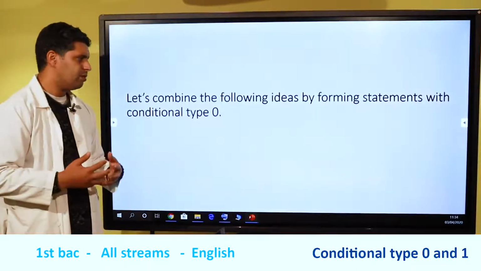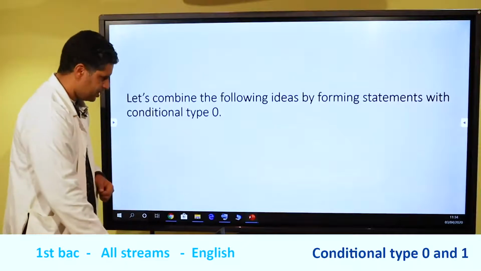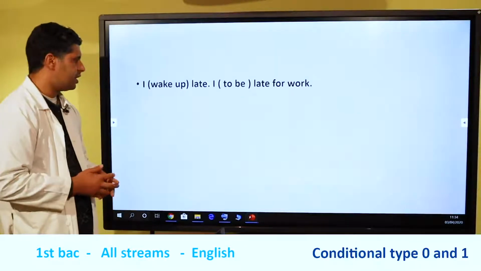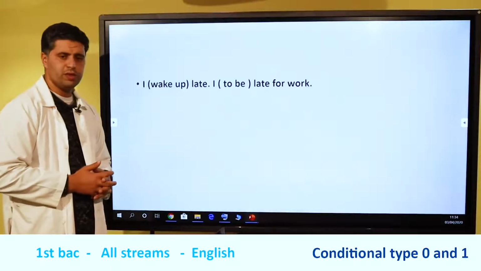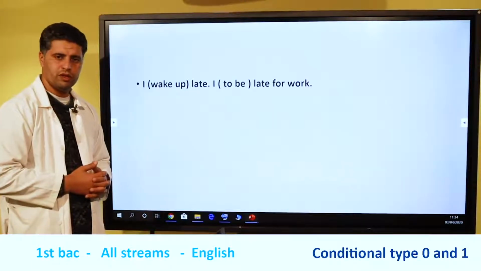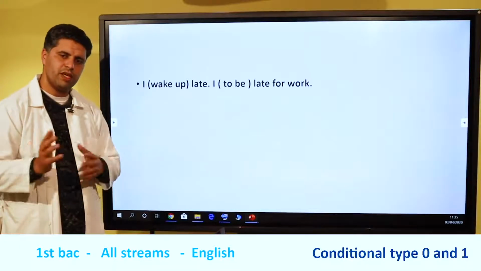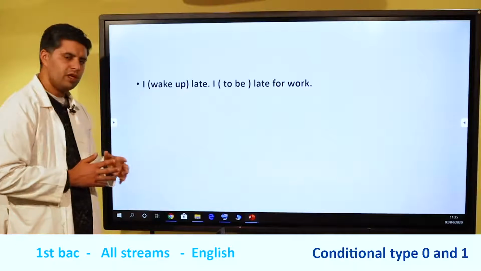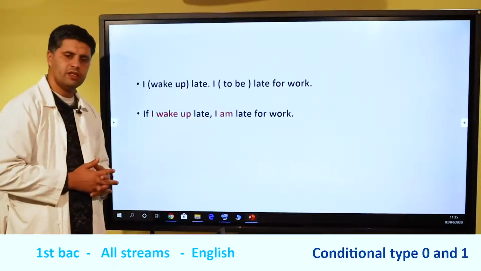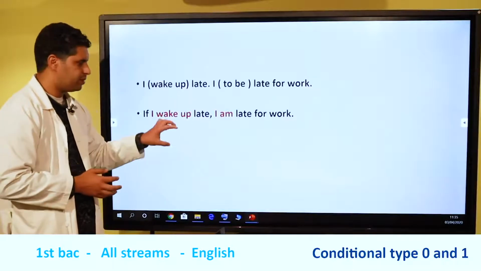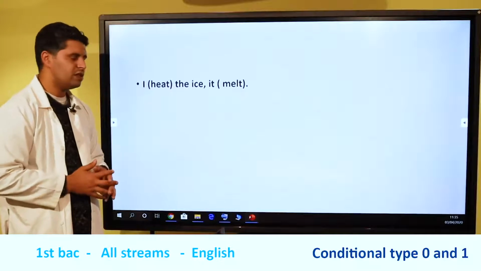Now let's practice with some examples of conditional zero. We have to combine the following ideas by forming statements with conditional type 0. Okay, let's take the first statement. For example, the verb is wake up late, and the verb to be late for work. Just to remind you, the structure of the conditional zero is present simple plus present simple. So here I have to say: if I wake up late, I am late for work. Present simple, present simple.